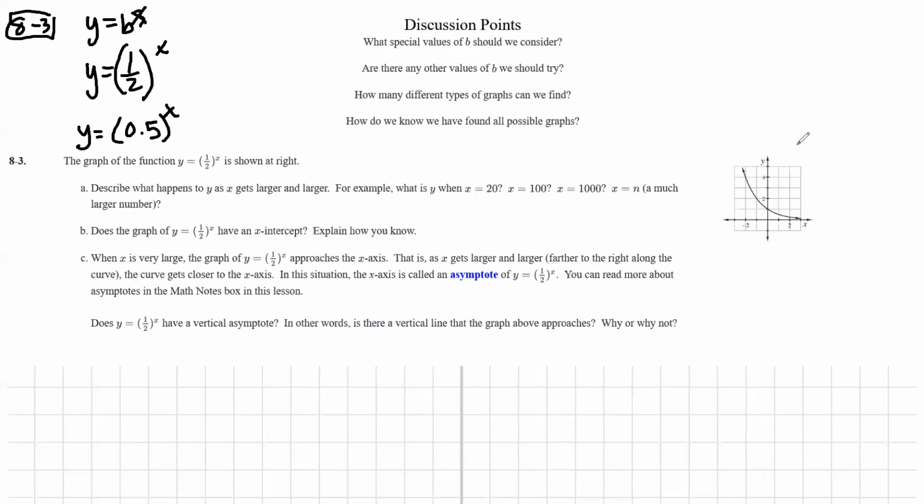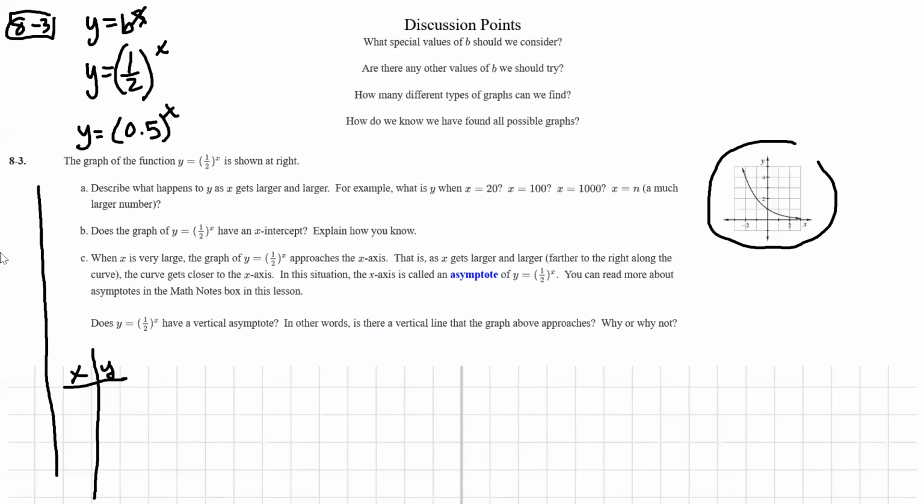It says the graph's right here. Well, let's see if we can make an XY table for this. I'm going to have to work down here. X, Y. You know what? I need more space. I needed to go over here. X, Y. Let's put -3, -2, -1, 0, 1, 2, 3. Okay, let's put these values in and see what happens.